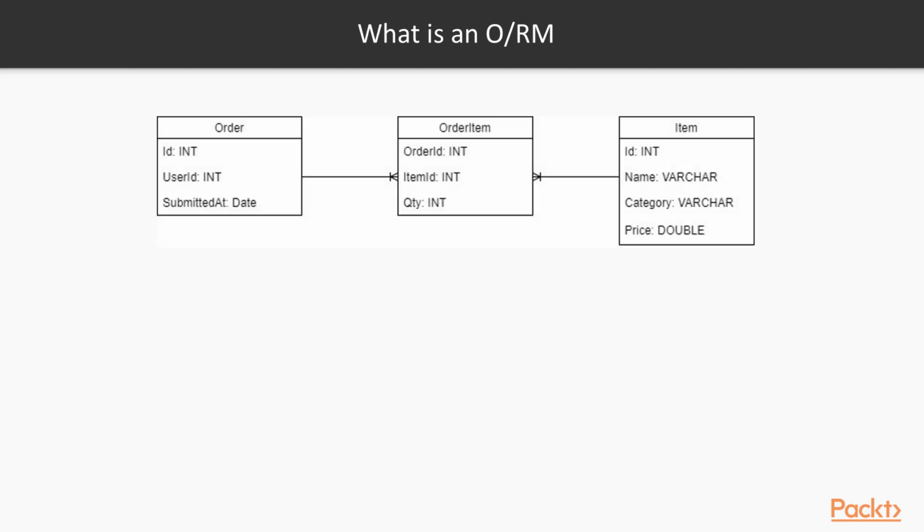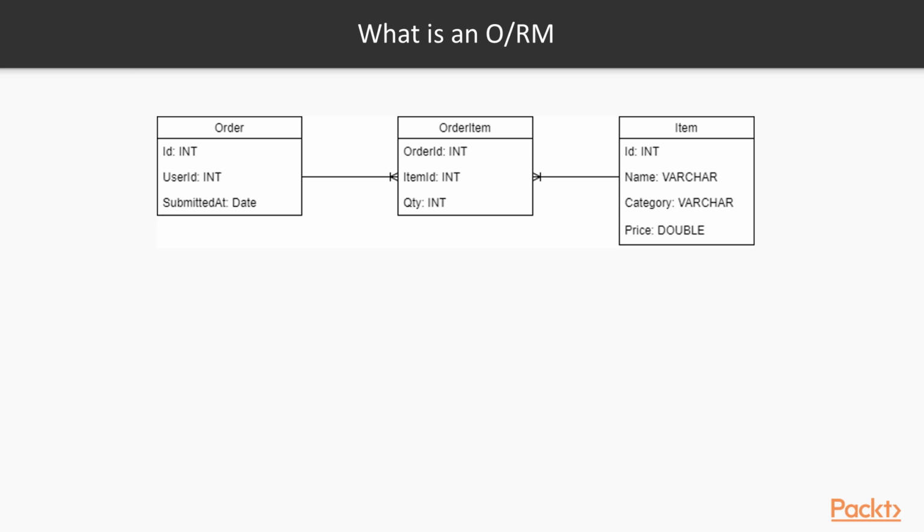Let's see a simple example. For those of you that do not know, this is an ER diagram describing the relations among three database tables. We're describing a simple order management system where customers place orders that may contain one or more items. We have a table for each order, a table for each item, and a table that connects the two and allows an order to contain one or more items.